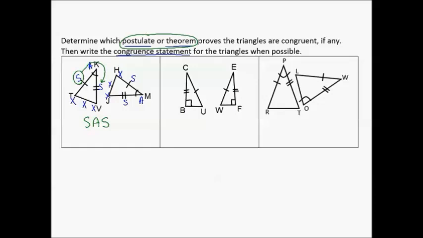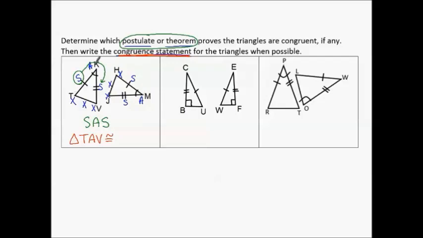Now I'm going to write the congruence statement by matching up the corresponding parts. So starting in this triangle, I might start with T, go to K, and then V. After all, that's the order we went to see the side, angle, side. So I'll say triangle TKV is congruent. Now I want to do something that matches up the corresponding parts in the other triangle.